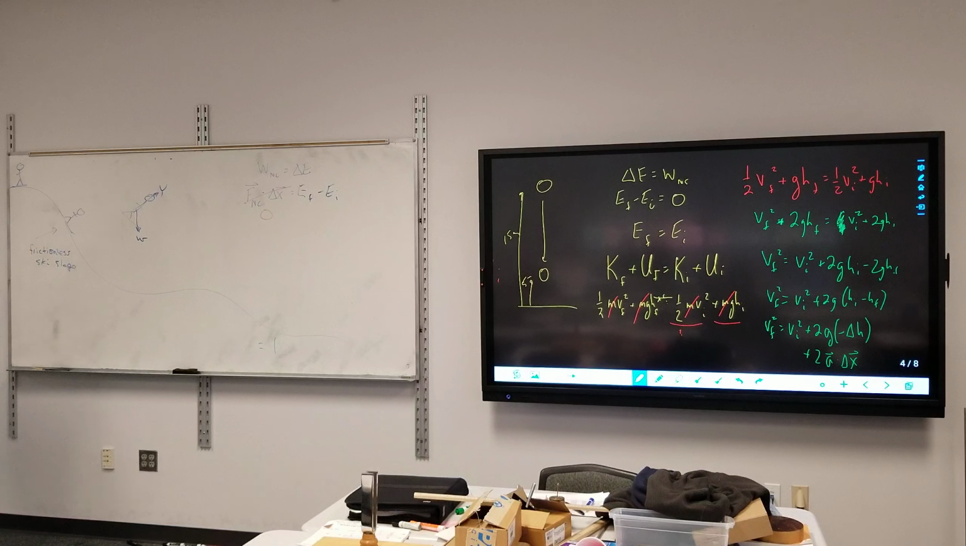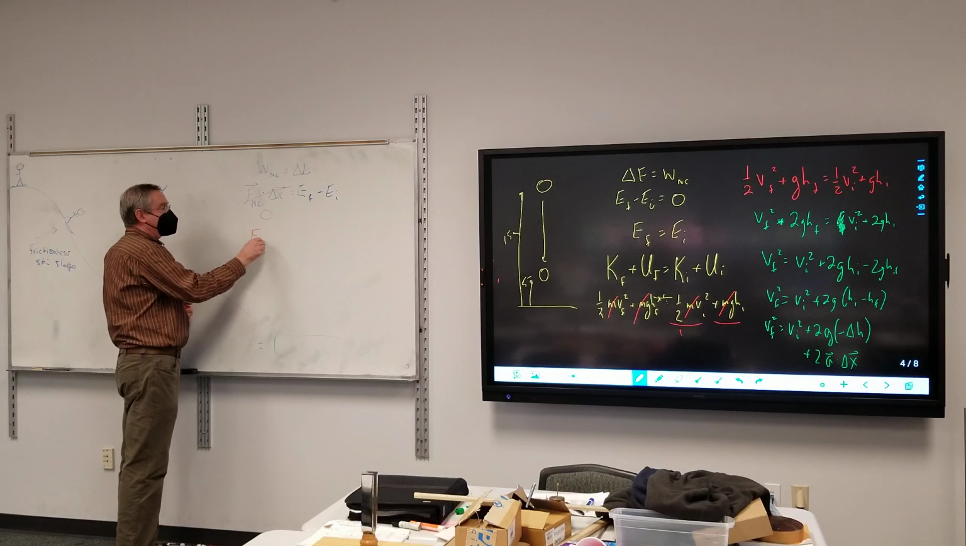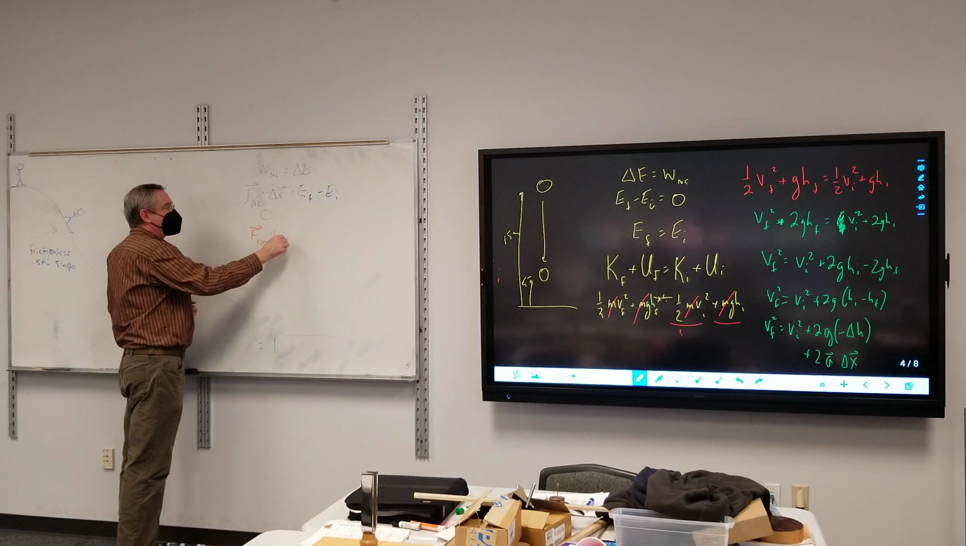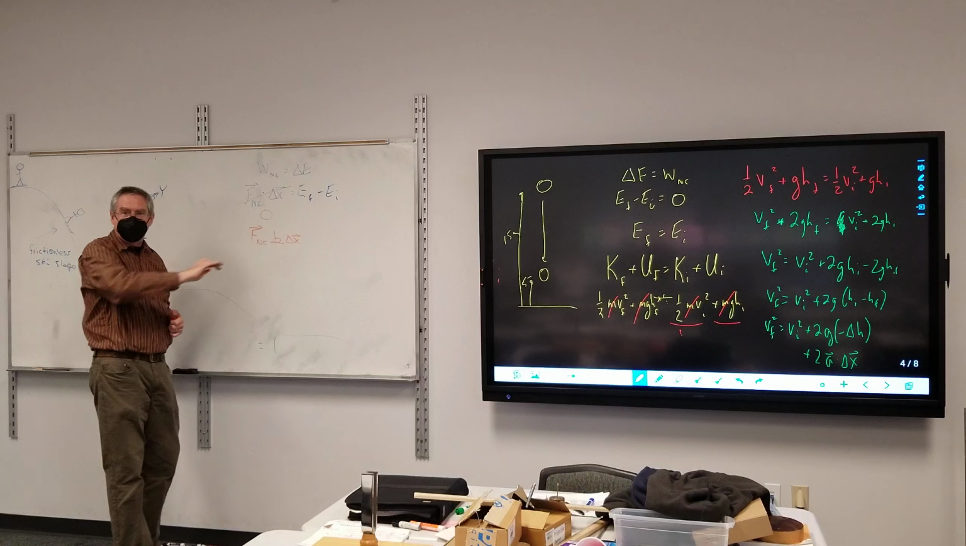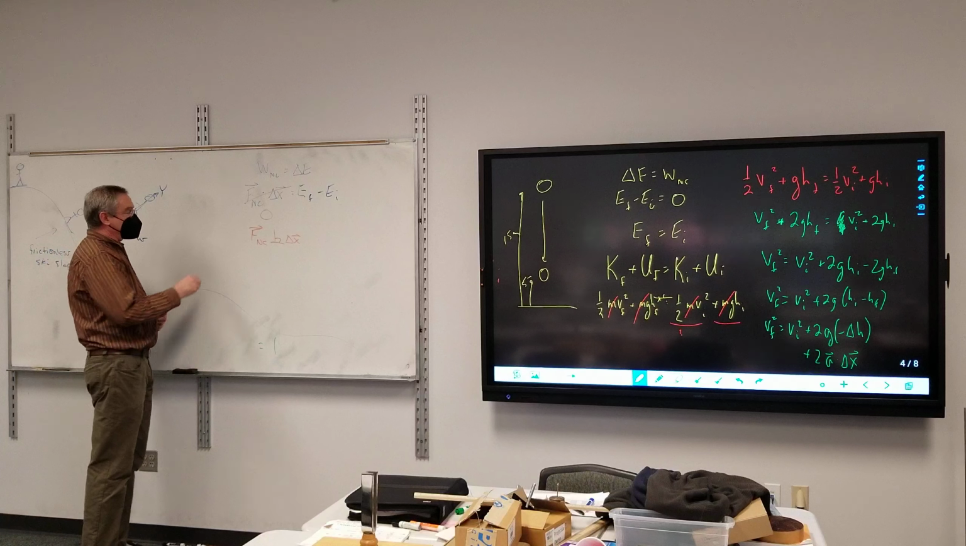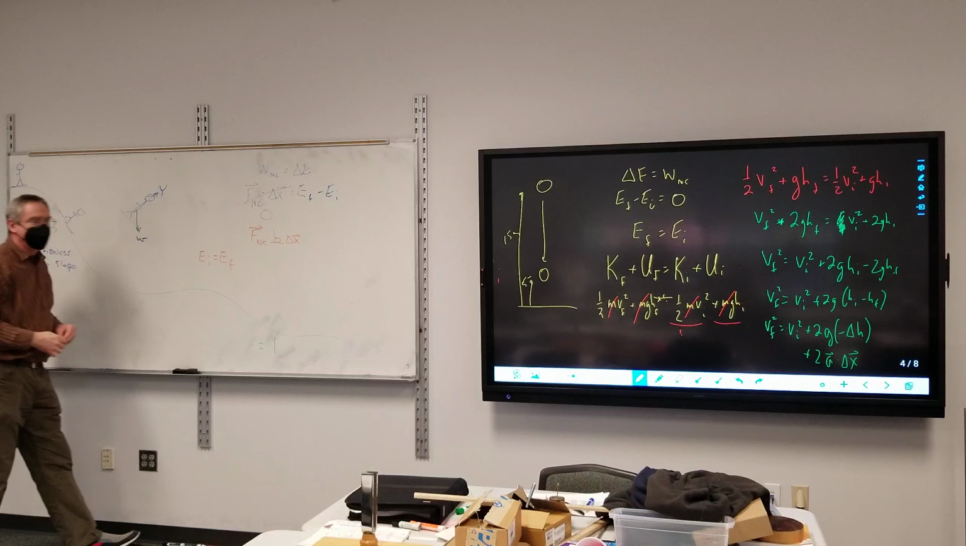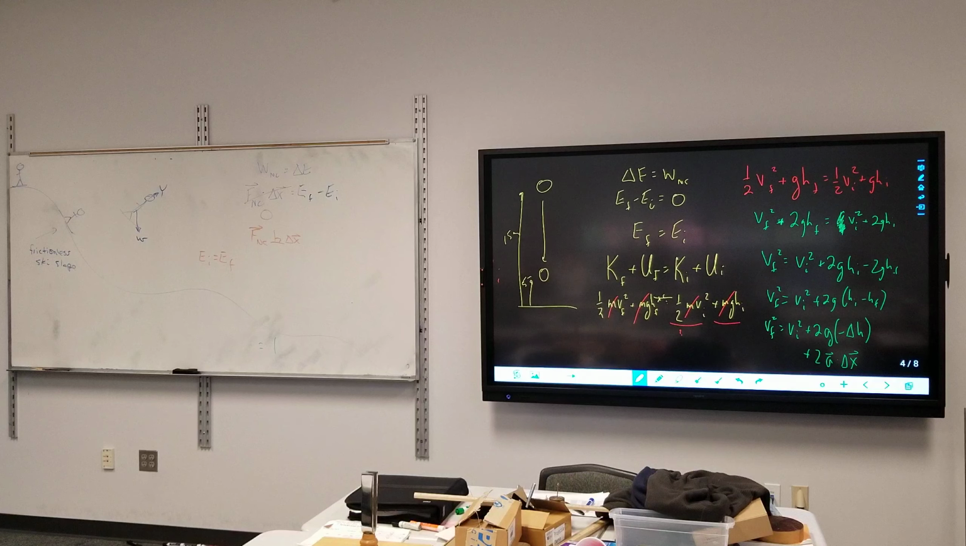Before, with the object falling, the non-conservative work was zero because there was no non-conservative force. Now it is zero because the non-conservative force is perpendicular to the displacement throughout the entire trip. So once again, we have conservation of energy. Oh, I love this. We'll make that 50 meters. Let's put it on the Earth.